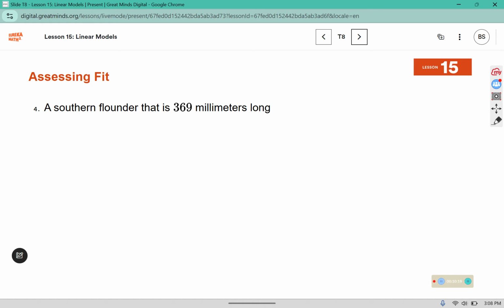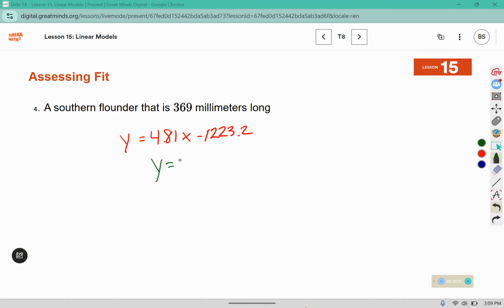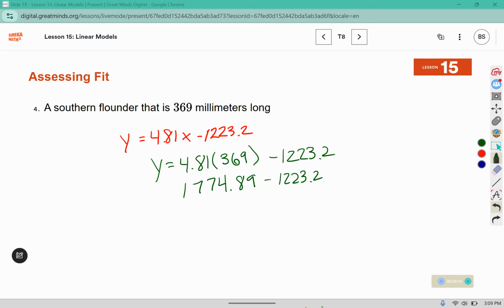Now we need the southern flounder that is 369 millimeters long. This will come from the equation that we used, and we're going to replace x with 369. 4.81 times 369 is 1,774.89, and subtract 1,223.2, giving us a weight of 551.69 grams.